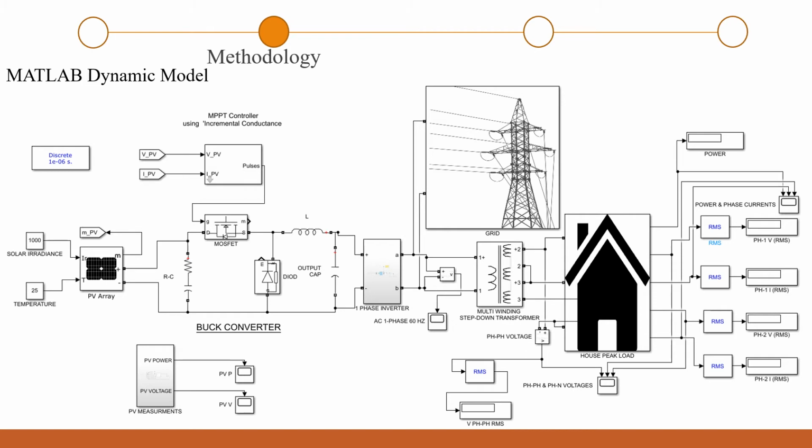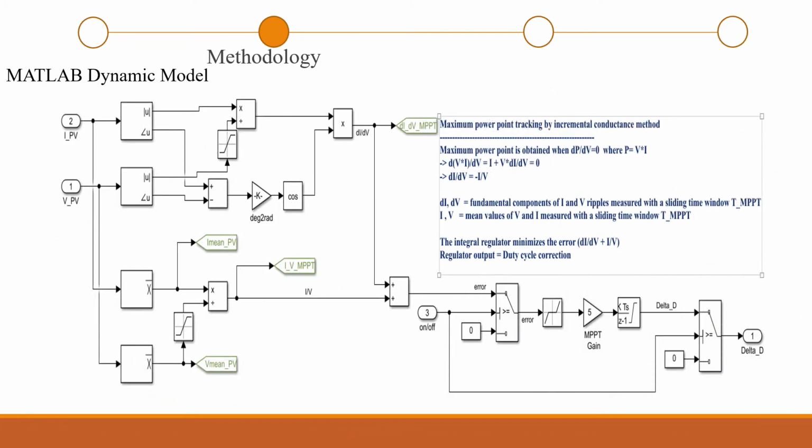The system model consists of 2 main parts. The first one is a DC system, which includes the PV power and the buck converter with the maximum power point tracking algorithm control, which uses the incremental conductance method, as shown in the figure here, to control the duty cycle of the buck converter's main MOSFET.